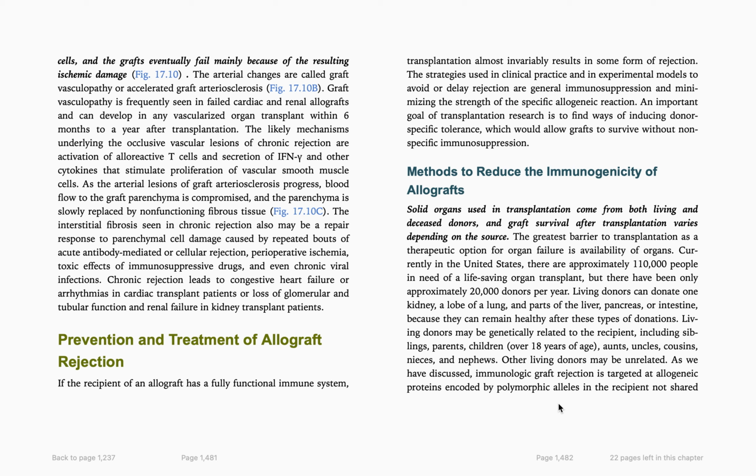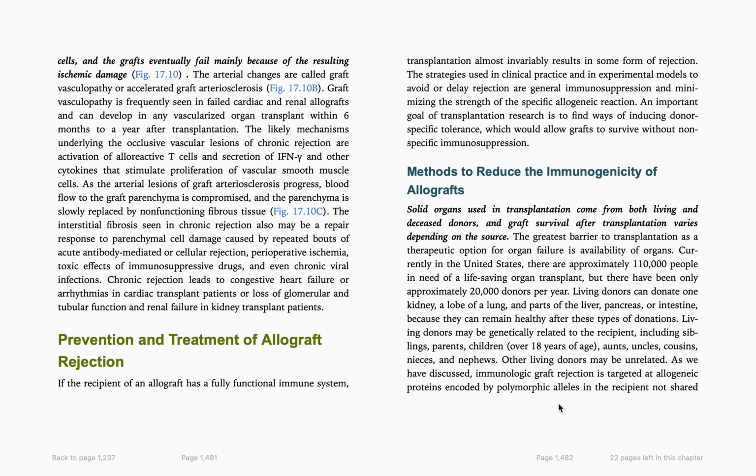Living donors can donate one kidney, a lobe of lung, and part of the liver, pancreas, and intestine because they can remain healthy after these types of donation. Living donors may be genetically related to the recipients, including siblings, parents, children over 18 years of age, aunts, uncles, cousins, nieces, and nephews. Other living donors may be unrelated, as we have discussed.